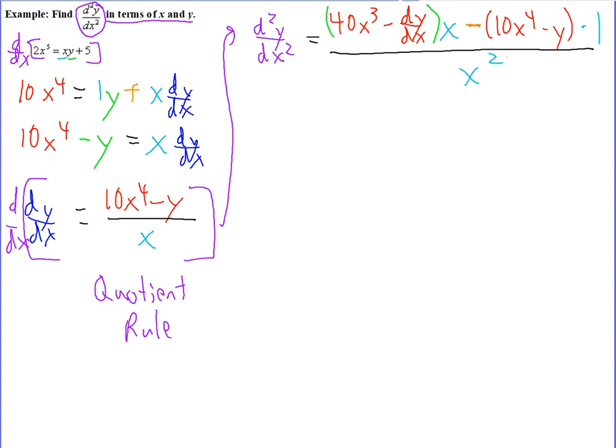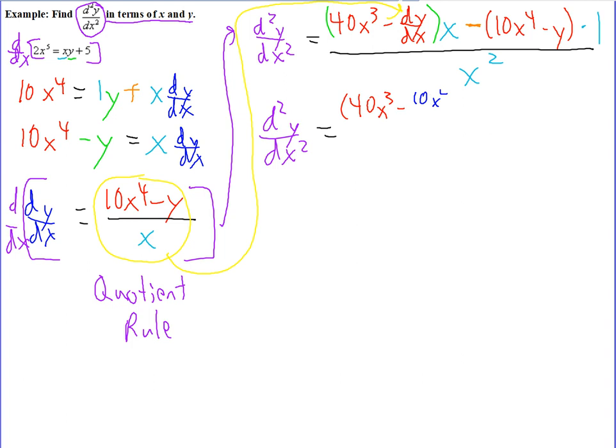That's our second derivative. However, it's not yet in terms of x and y because we still have this dy dx here. But remember, what we can do to get rid of it is just substitute in, because we already know, remember, this is our first derivative. We already know that's dy dx, so you can just substitute that in right there for dy dx. So let's do that and then see if we can simplify it. So we have 40x cubed minus, now let's substitute in. So our dy dx was 10x to the fourth minus y over x, and was times x here.